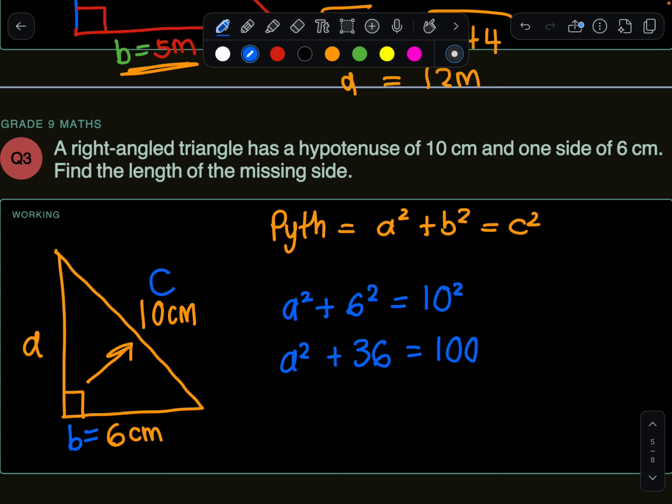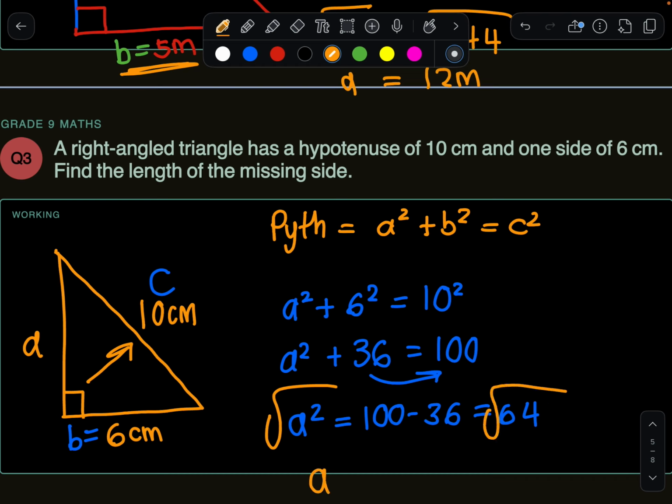Let's take that 36 across. We were adding 36, so if I take it across, I'm going to take it away. So A squared is 100 minus 36, which is going to be 64. As always, we don't want A squared, we want just A. So let's square root both of these. So A is going to be 8 centimeters, which in this context makes sense because it is smaller than the hypotenuse.